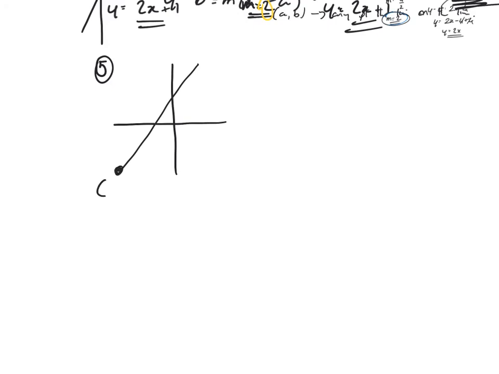Okay, let's try an example 5. This time we've got a straight line which goes through the point minus 4, minus 3, and it also goes through 2, 3.